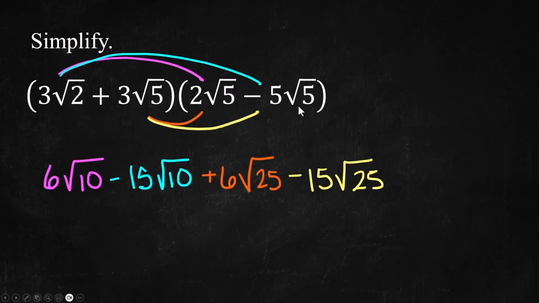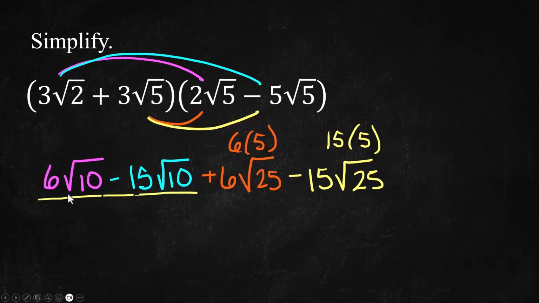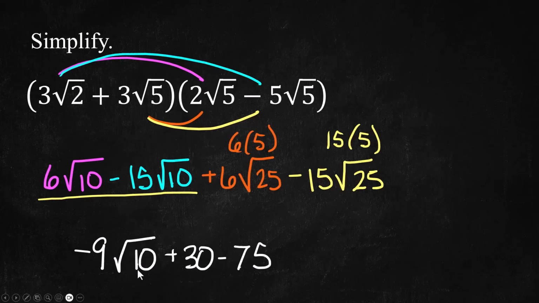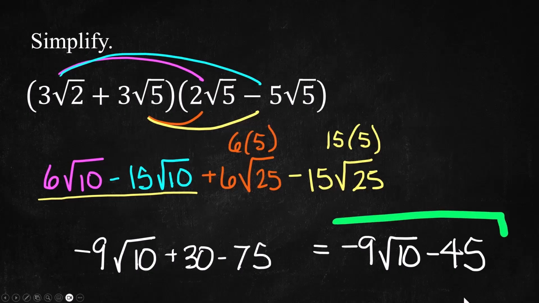3 root 5 times -5 root 5. -15 root 25. Root 25 is just the number 5. So this is just 6 times 5. And this is 15 times 5. And these two have the same radicals, so I can combine those. 6 minus 15 is -9 root 10. Plus 30 minus 75. And there we go. We are done. Put a box on it.